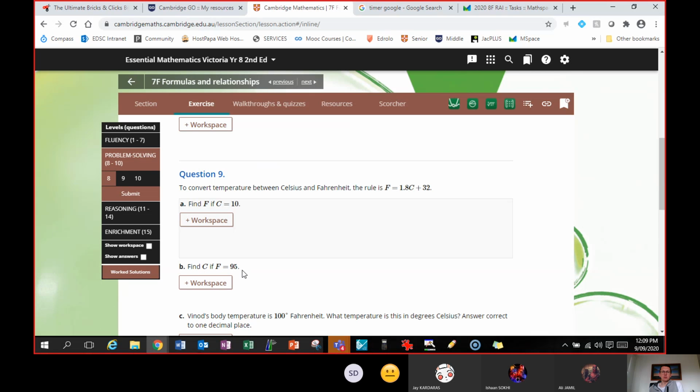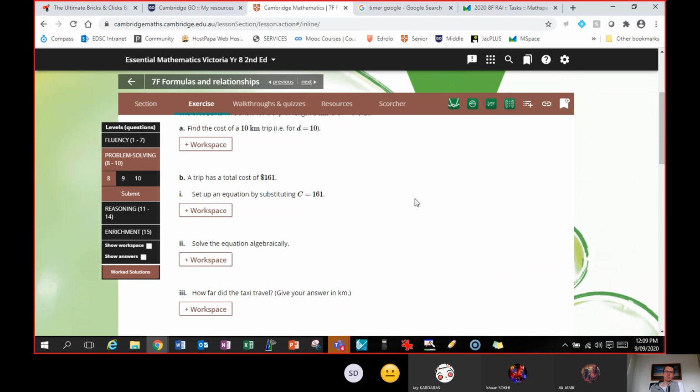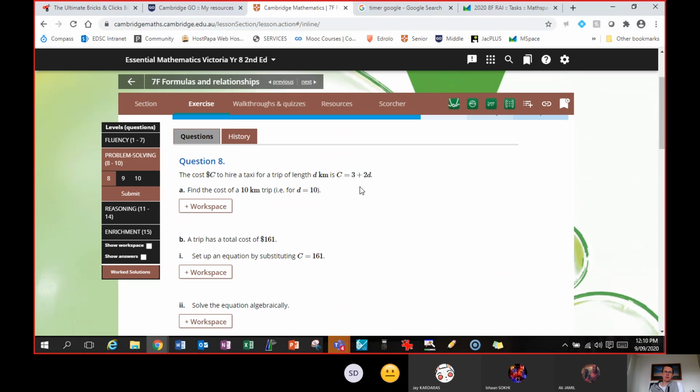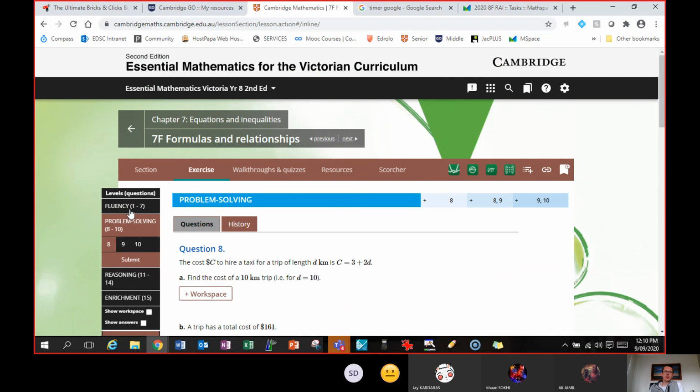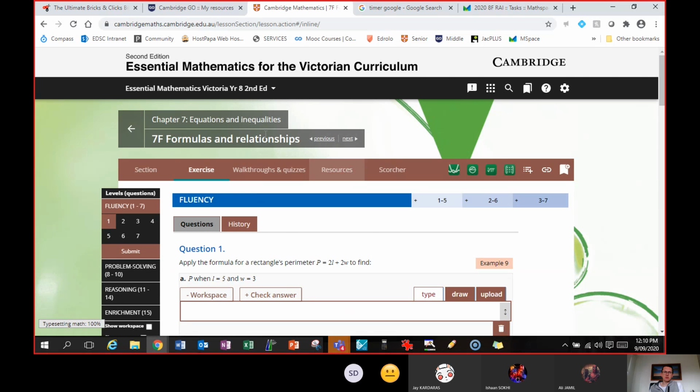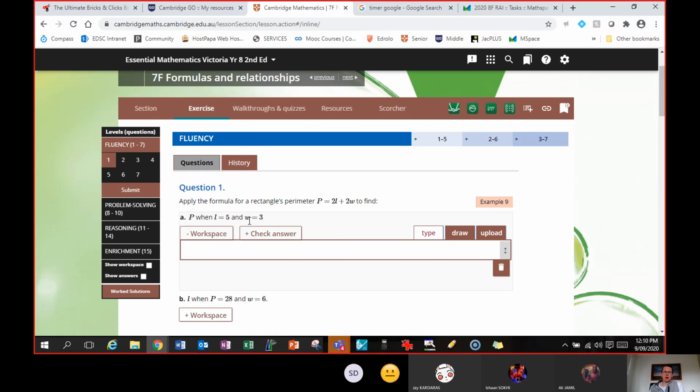To find C if F equals 95, you're going to substitute 95 in here, minus 32 from both sides, and then divide by 1.8. This one you might be using a calculator to help you solve, but it's more the process of how we get through that. So please have a go at some of these ones. It's really about formulas and relationships and how we use them.